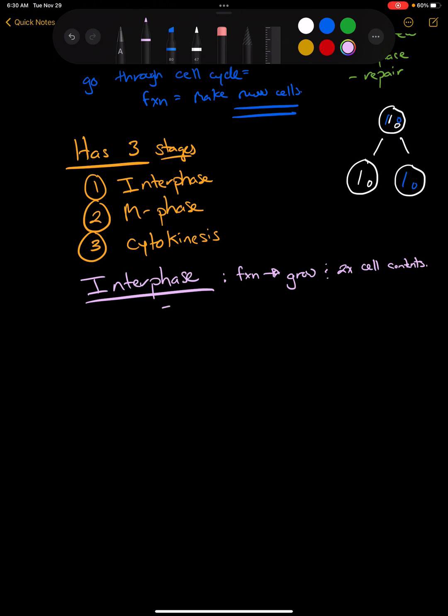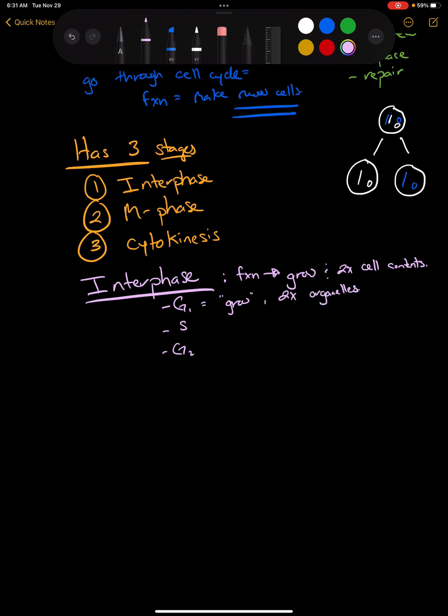Now my interphase is divided up into 3 stages. I have G1, S, and G2. All right, G1. G doesn't mean this, but this is when my cell is going to grow, right? My cell's physically going to get larger. That way when I split, I have something for a cell to be made of still. So my cell's going to grow during G1, and I'm also going to double the organelles.